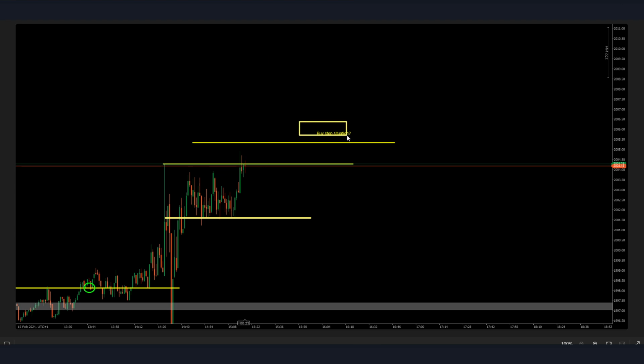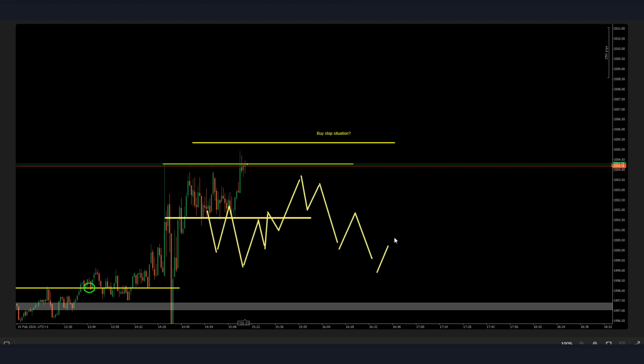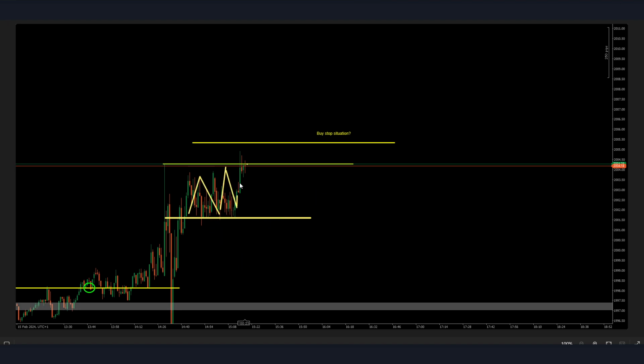So that's why I said buy stop situation in this case, because I'm seeing a lot of accumulation in the market. I mean, these candles are not going down, going up, going down. No, they are very close and pushing on the upside.